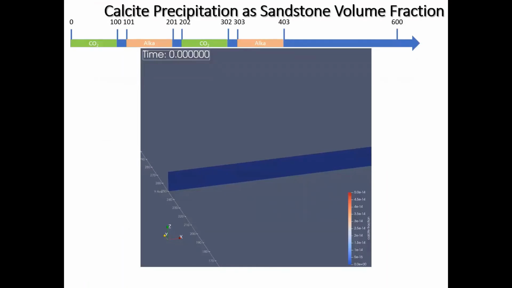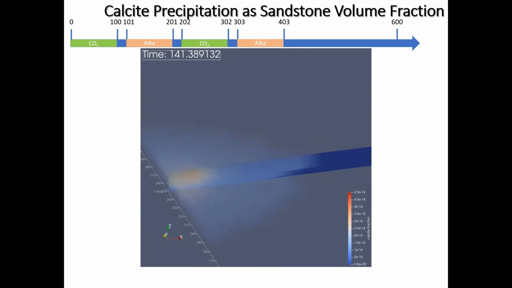Okay, so how can we model this? I'm going to show you a final plot. In this simulation, I striated injections of CO2. So from 0 to 100 days, we're injecting CO2. And then we have 1 day to allow the reservoir to equilibrate. And then for another 100 days, I inject a source of excess alkalinity, a highly alkaline water called alka.